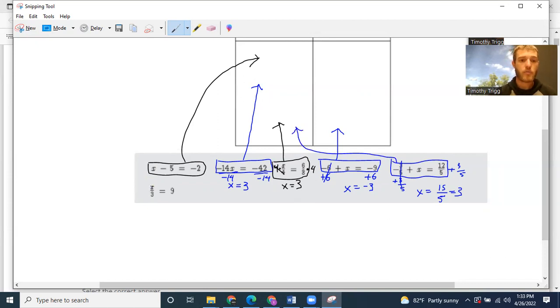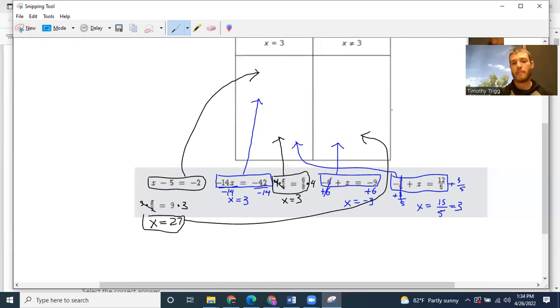Okay, last one. This one says X divided by 3. So how do we cancel out divide by 3? Well, we multiply by 3 to cancel it using the multiplicative property of equality. X equals 27 in this case. So this one goes into X is not 3.